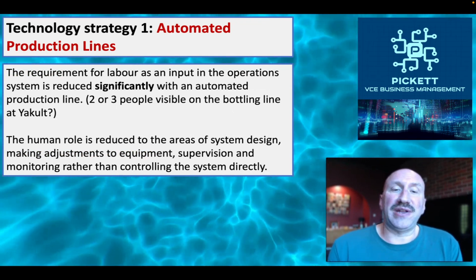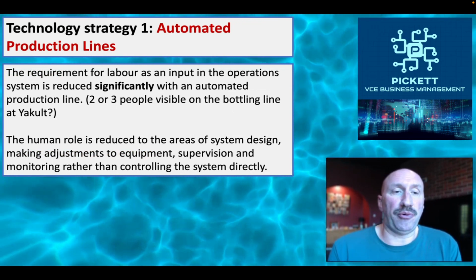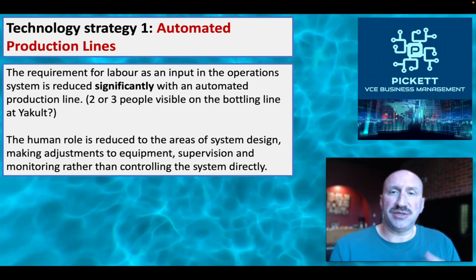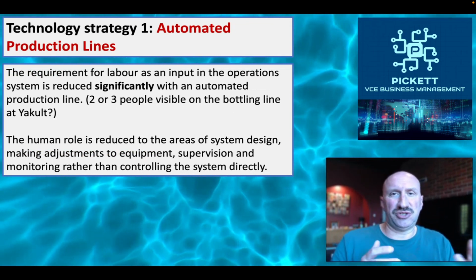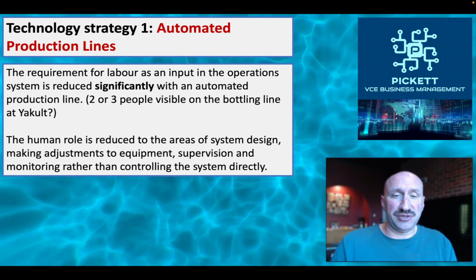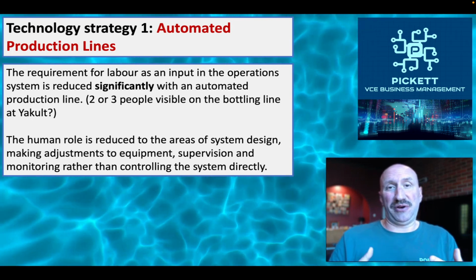Now, the requirement for labor as an input in the operation system is significantly reduced with an automated production line. So again, think back to your Yakult. We really only saw 2, 3, maybe 4 people down on those factory floors.